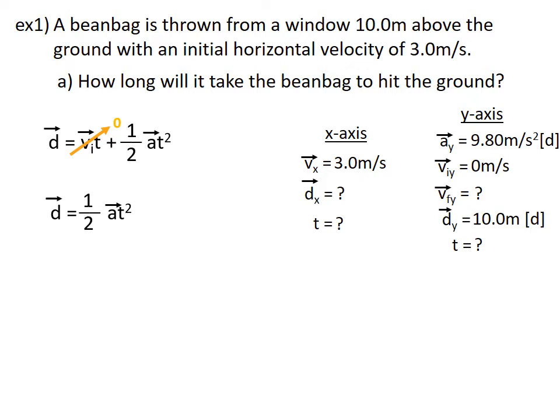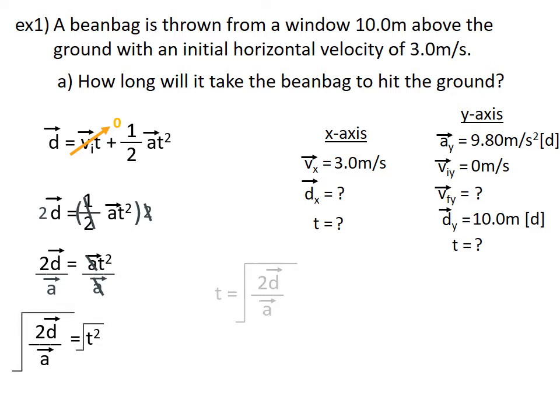Now I have to isolate t. First thing I do is multiply both sides by 2, and the 2 and the half will factor out. So now I have 2d equals a t squared. Now to get t squared by itself, I will divide both sides by acceleration, and they'll factor out. Now I have t squared equals 2d over a, and then to get t by itself, I will square root both sides. So t equals the square root of 2d over a.